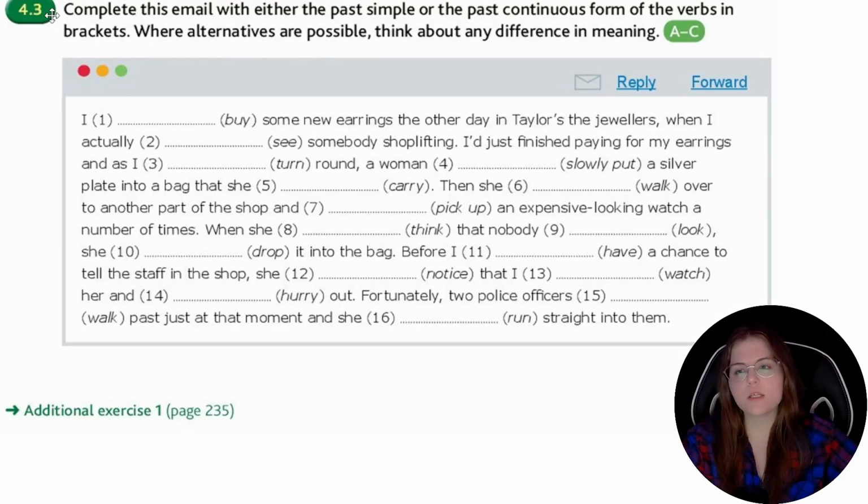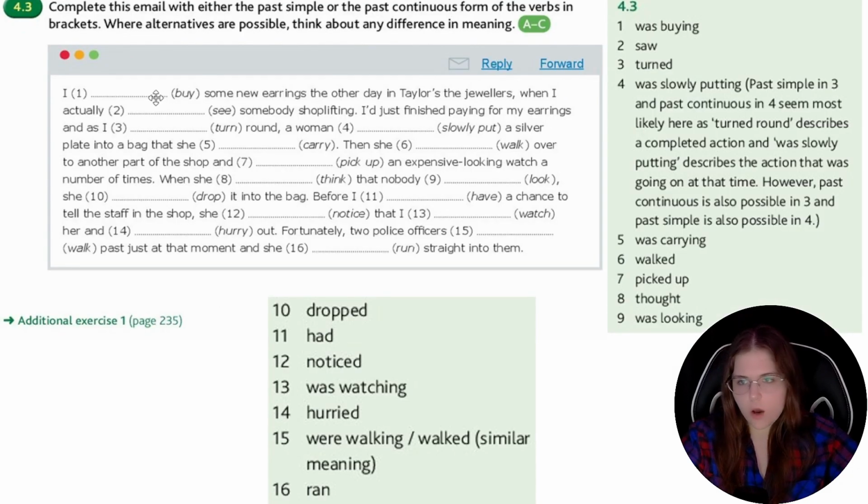Let's continue. Complete this email with either the past simple or the past continuous form of the verbs in brackets. Where alternatives are possible, think about any difference in meaning. I was buying some new earrings the other day in Taylor's The Jewelries when I actually saw somebody shoplifting. I was in the process of buying. It was a long action, and I saw. It was firstly a short action, and moreover, this action interrupted the first action.